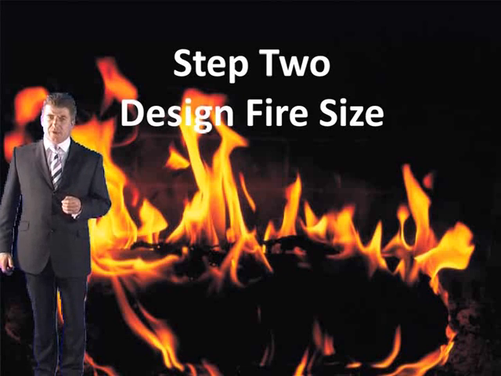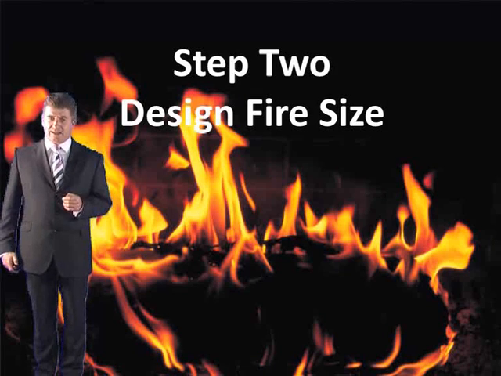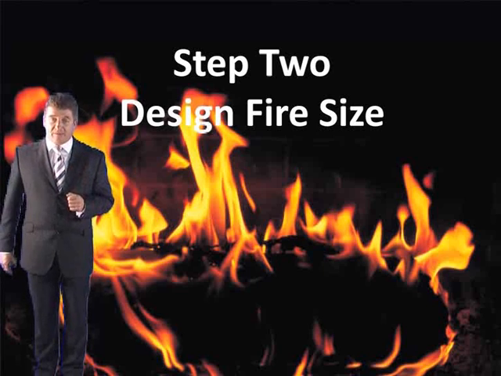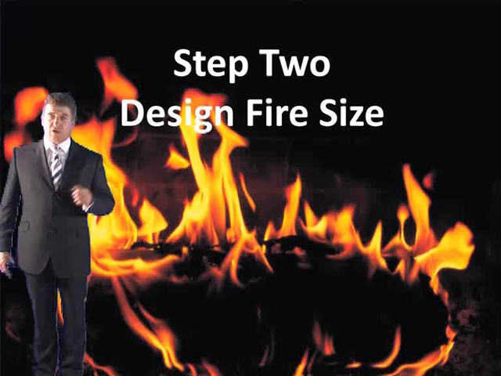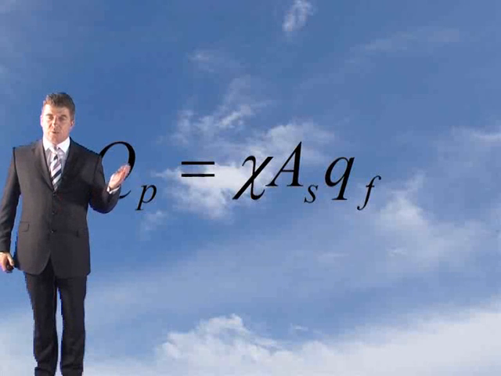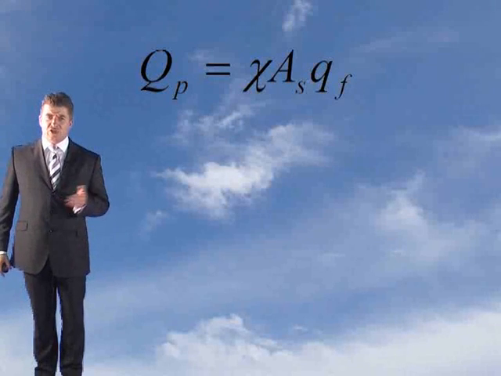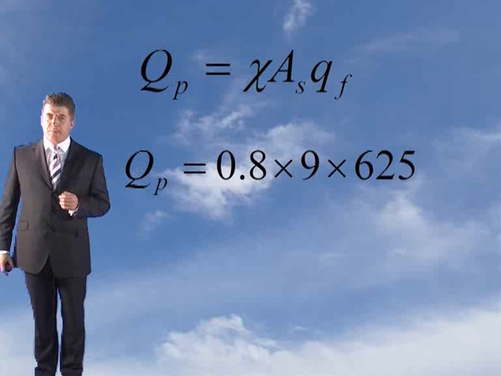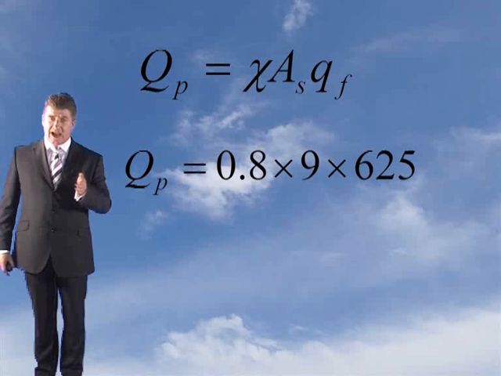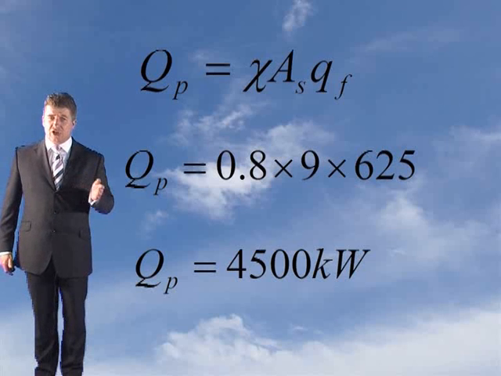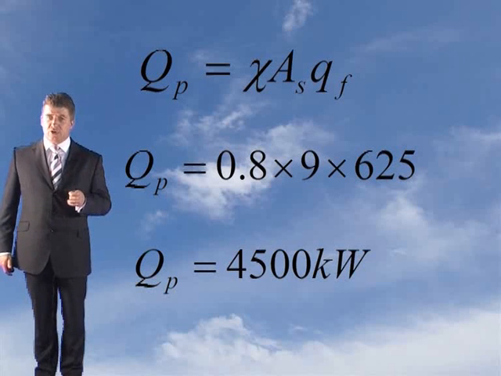Now step 2 is to determine your design fire size. Now to determine your fire size in this particular instance, based on the information you were provided, this is the model you should have used. QP equals chi times AS times QF. Now if you'd have put these in, you'd have got QP equals 0.8, which is your chi, times your 9, which is your area of fire, times 625, which would have given you a convective heat output of 4,500 kilowatts. So that's step 2, design fire size.